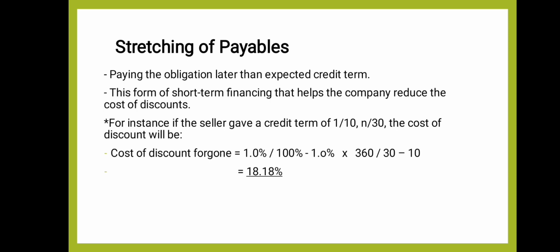Example: for instance, if the seller gave a credit term of 1/10 net 30, the cost of discount will be... Ito nga kung paano solvein yung cost of discount foregone. 1.0% divided by 100% minus 1.0%, times 360 divided by 30 minus 10, equals 18.18%. Ito nga yung cost of discount foregone pag ang credit term ay 1/10 net 30.